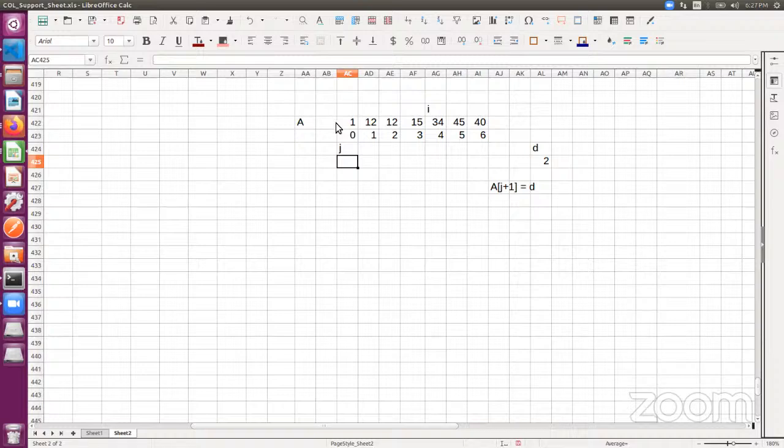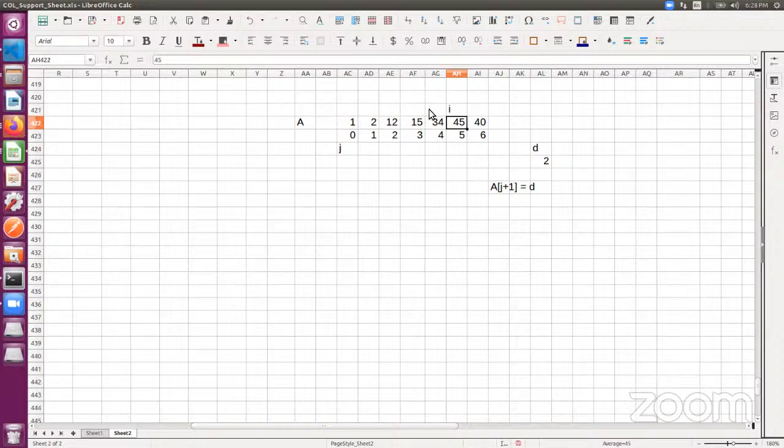Now d is greater than a of j. So break. So after coming out of the loop, j is 0. So a of j plus 1, j plus 1 is 1. So at first location, 2 will be inserted. So now we have this sorted array. Understood?